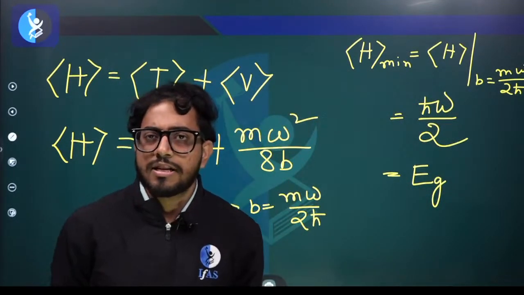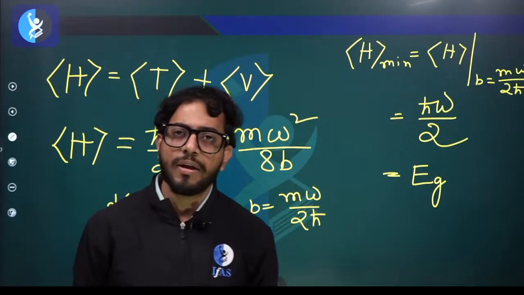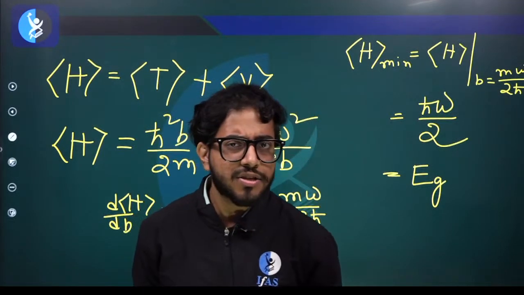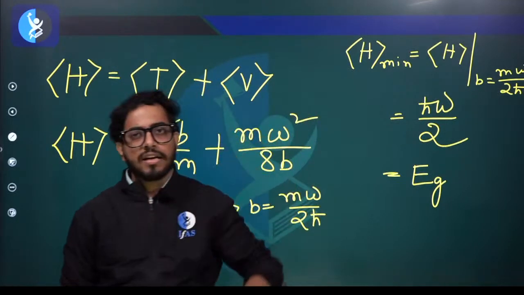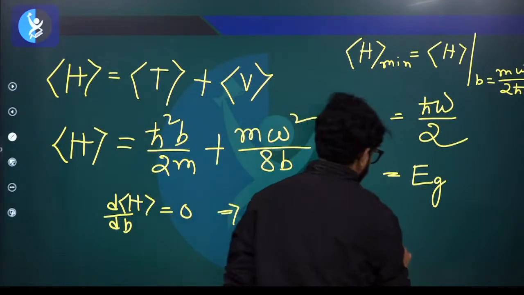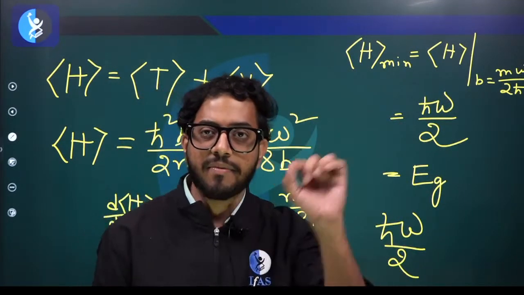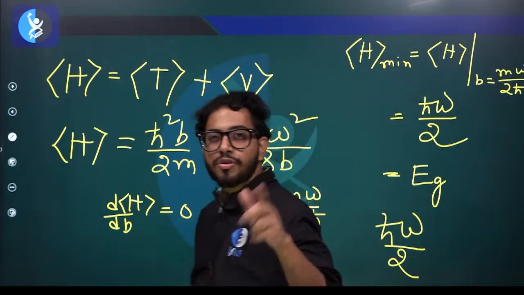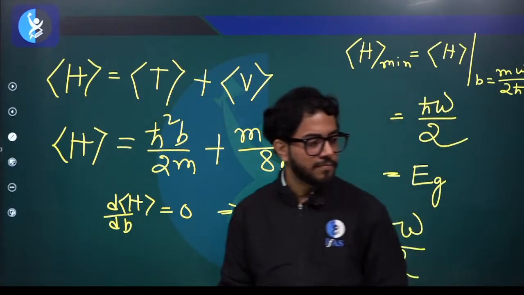So what is the ground state energy you have got from the variational principle? Sir, h cut omega by 2. That has come from the variational principle. Okay, what is the ground state energy you have got by solving the Schrodinger equation? Sir, h cut omega by 2. Please recall, by solving the Schrodinger equation, you also got the same ground state energy.